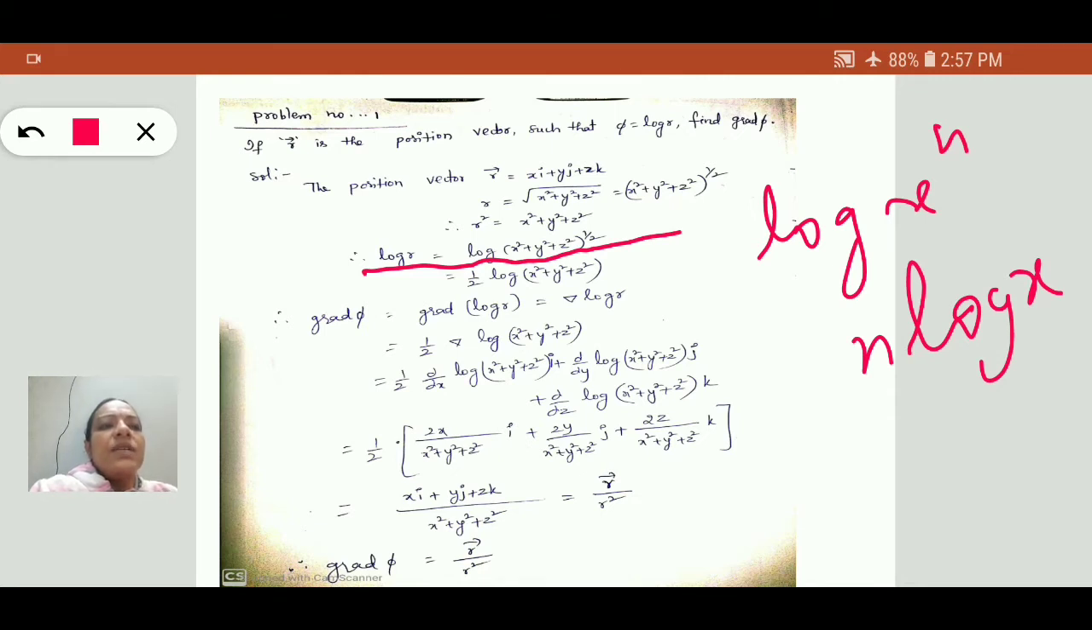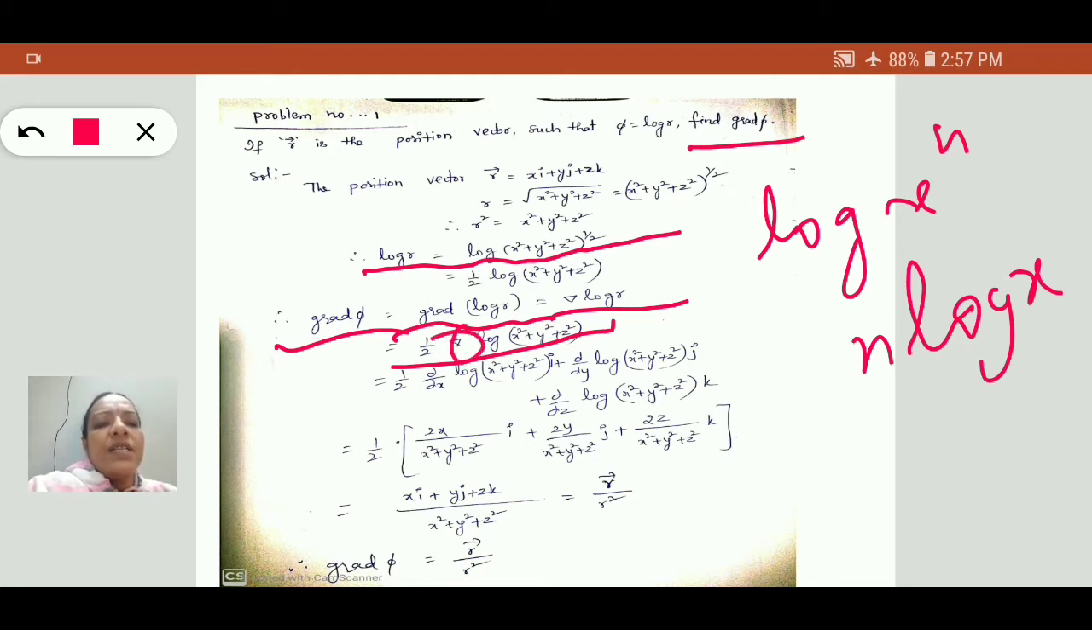Similarly, he is asking about grad phi. So gradient phi is equal to gradient of log r. Substituting the value of log r, taking the half outside, it is half of gradient of log of x square plus y square plus z square. Next step, the del operator is nothing but dou by dou x, dou by dou y, dou by dou z. So they are the same, we are applying the gradient here.